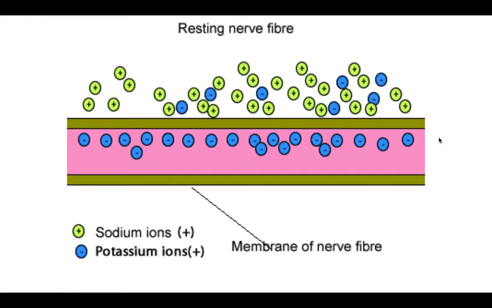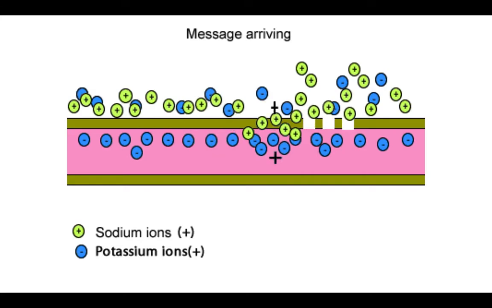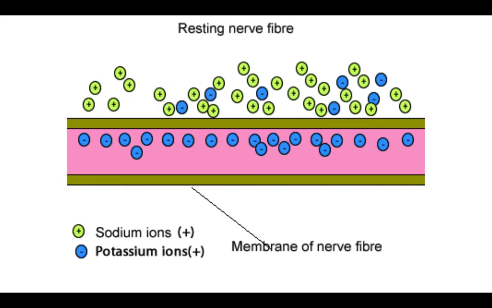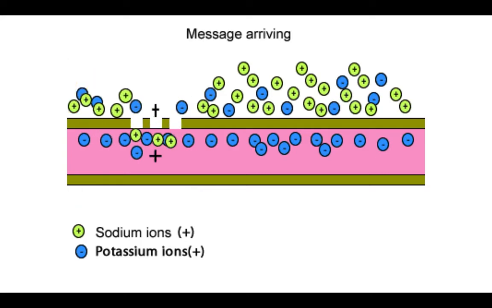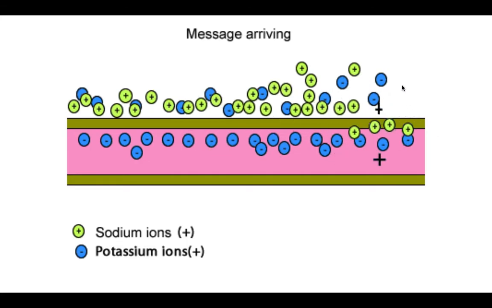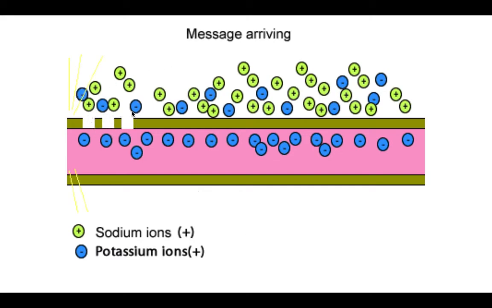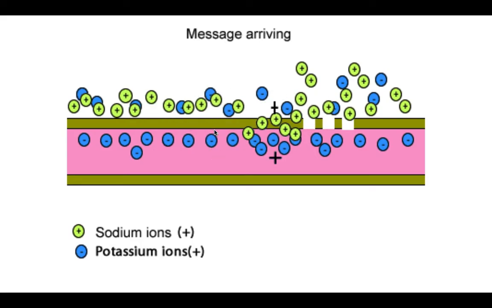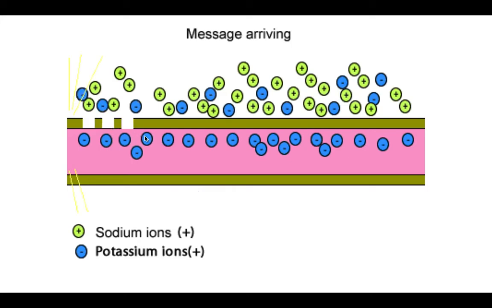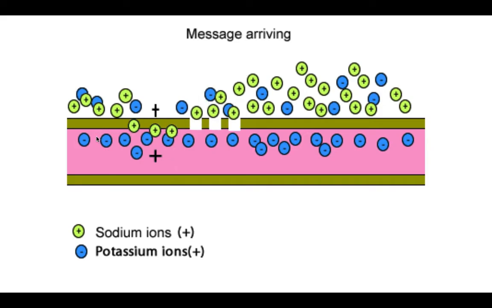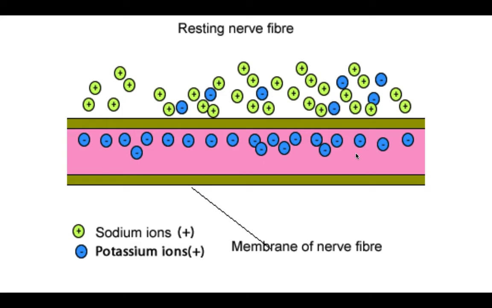Here's how that happens. So for the resting nerve fiber, we have these green circles which represent the sodium ions at a high concentration outside, and the blue circles which represent positively charged potassium ions at a high concentration on the inside. But when the message arrives, it causes these channels to open in the axon membrane, and that allows sodium ions to rush in. And then when the sodium ions come in, that makes the inside of the axon positive, just for a very brief moment in time, until those sodium ions eventually go out again.